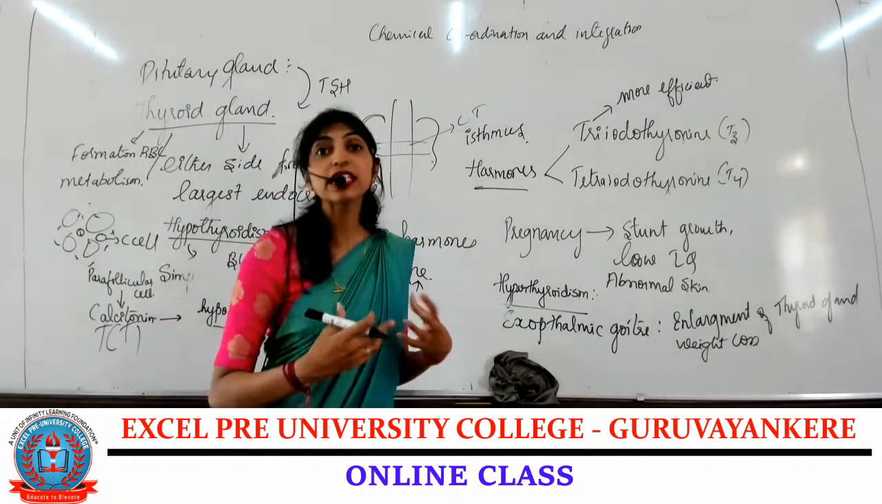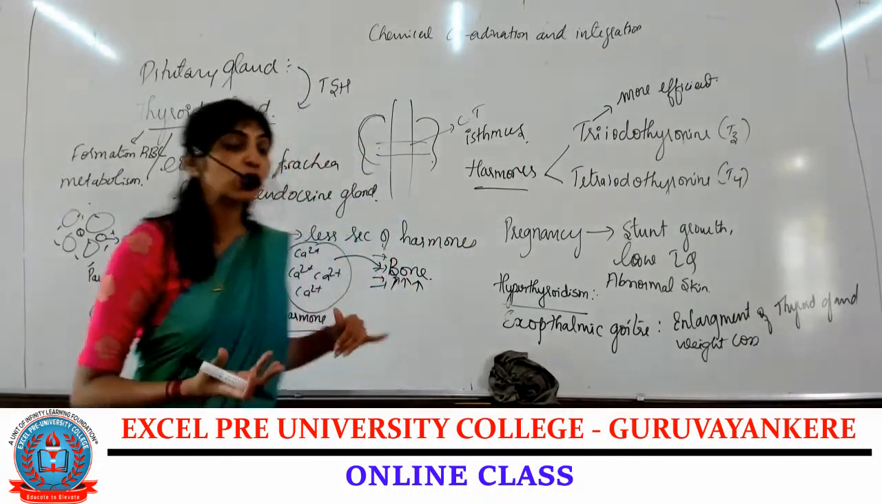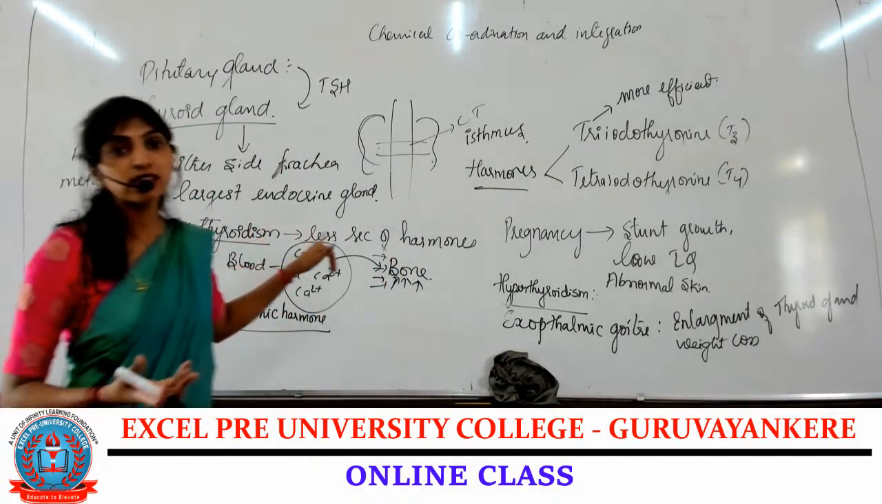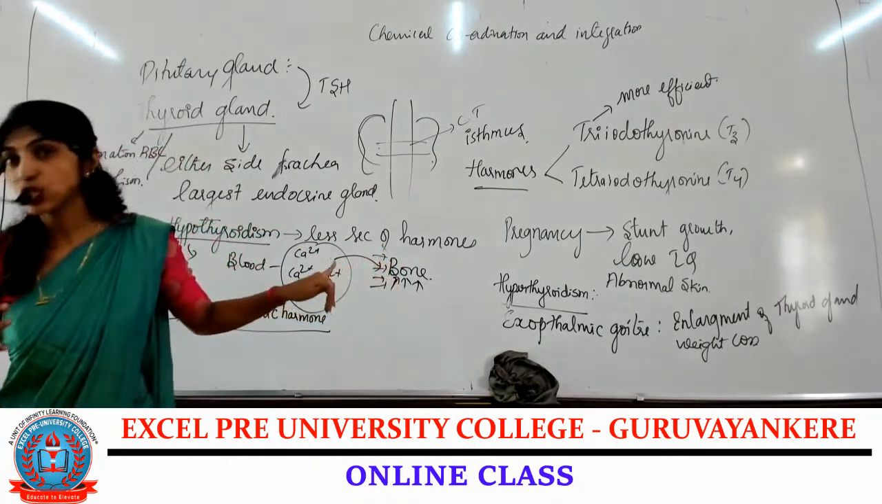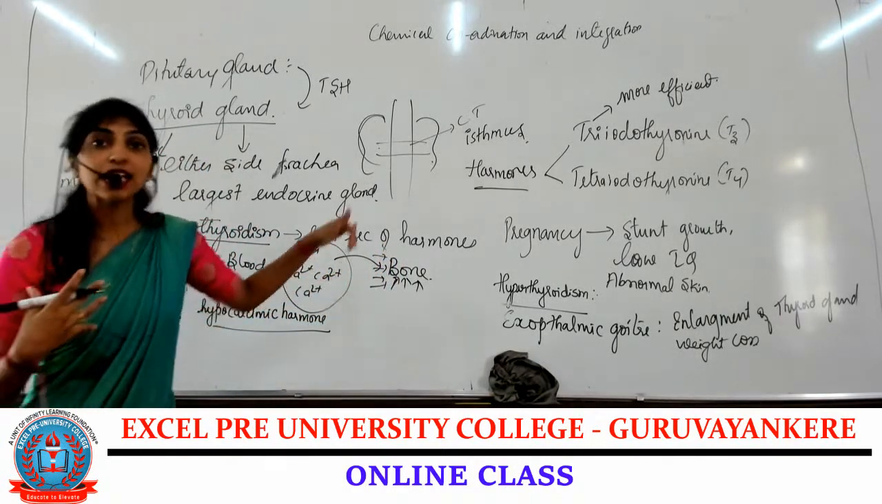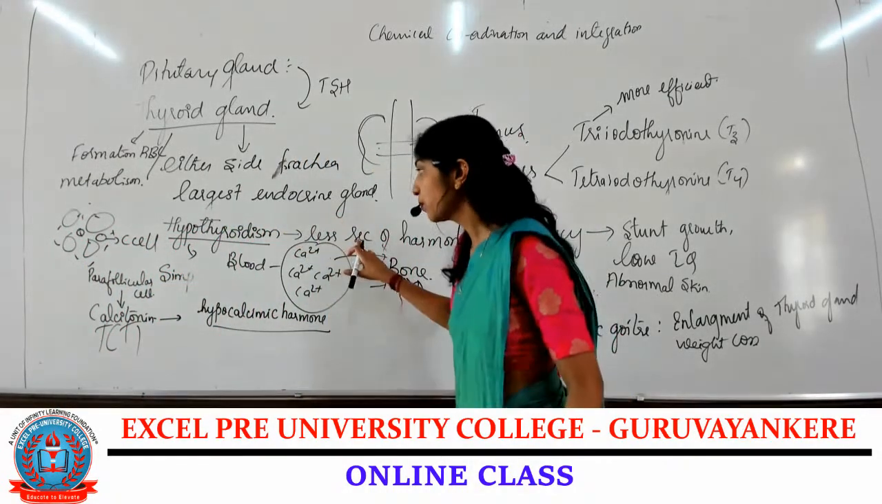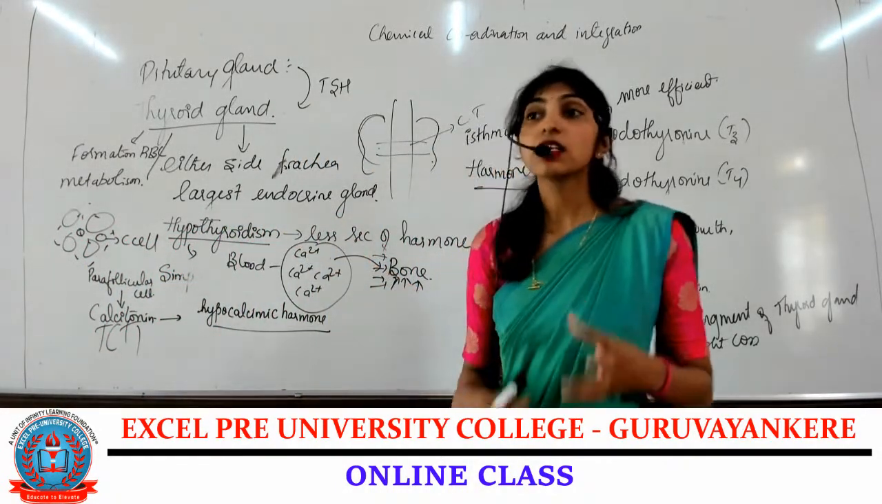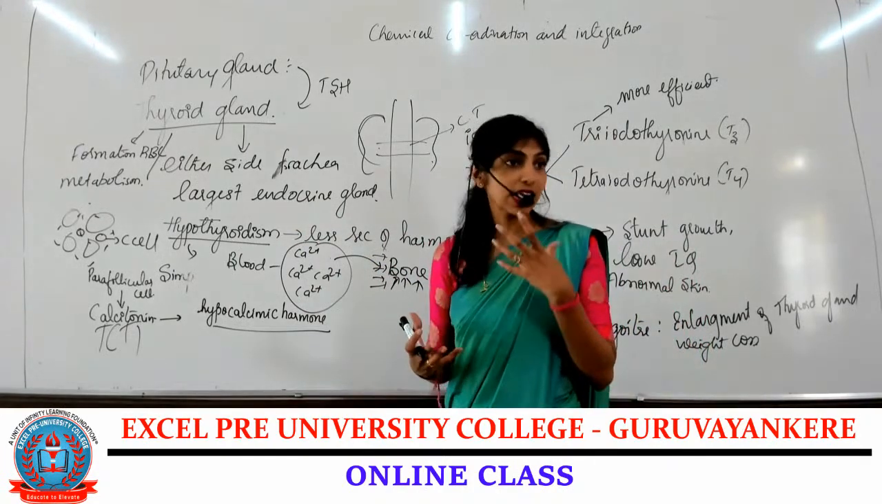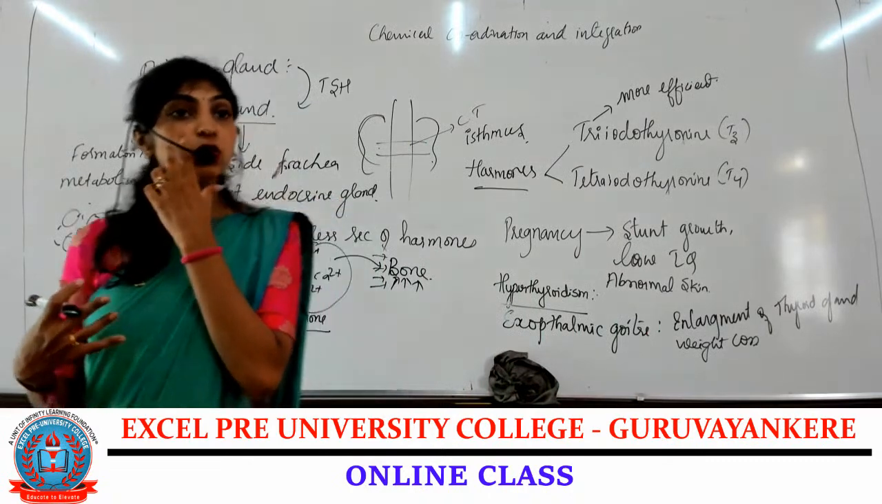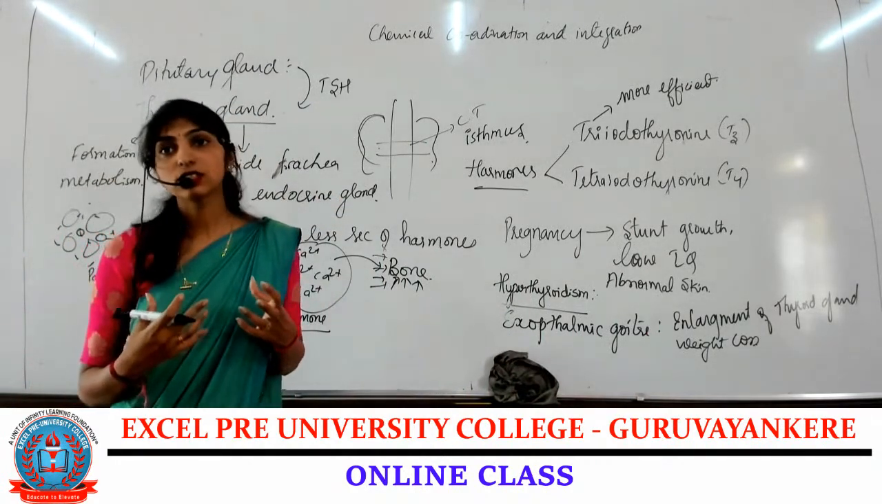That is why if there is any iodine deficiency, that leads to hypothyroidism. What is hypothyroidism? Due to deficiency of iodine, there is a reduction in the formation of hormones. This hypothyroidism mainly causes simple goiter, that is enlargement of the thyroid gland, and weight gain, and also what?